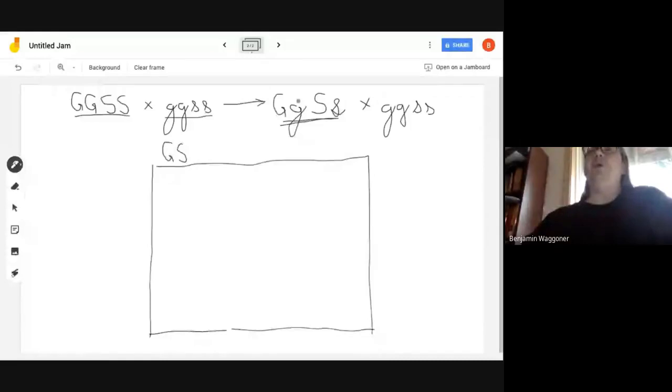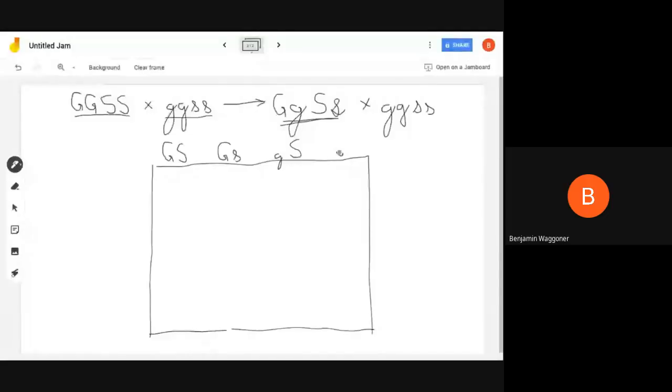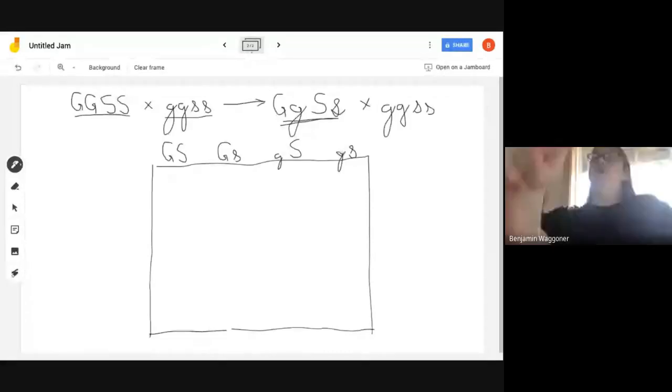Or it can pass on the outers of each pair. So that's capital B and lowercase s. It can pass on the inner of each pair. So that's lowercase g and capital S. Or it could pass on the last of each pair, and that's lowercase g and lowercase s.